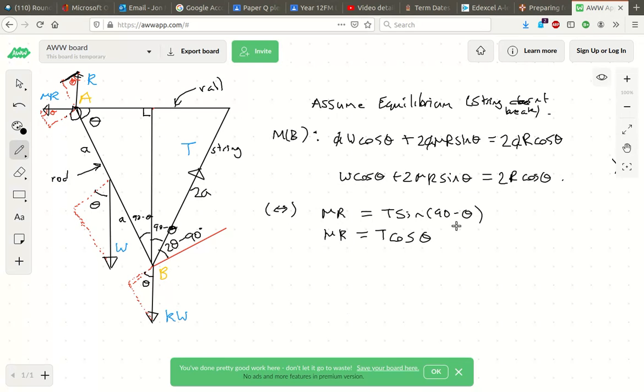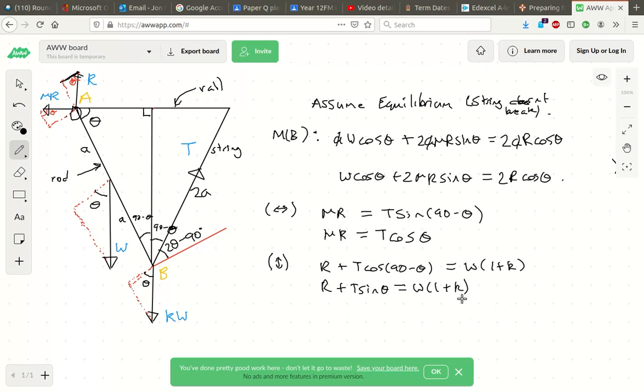So that's what I get for my lefts equal rights. And my ups equal downs. Well, what am I going to get for that? That's a bit more to it. You've got r plus t cos(90 minus theta), and yes, that is just t sine theta. But r plus t cos(90 minus theta) equals w plus kw, which is w times (1 plus k). And therefore, I've got r plus t sine theta equals w times (1 plus k).